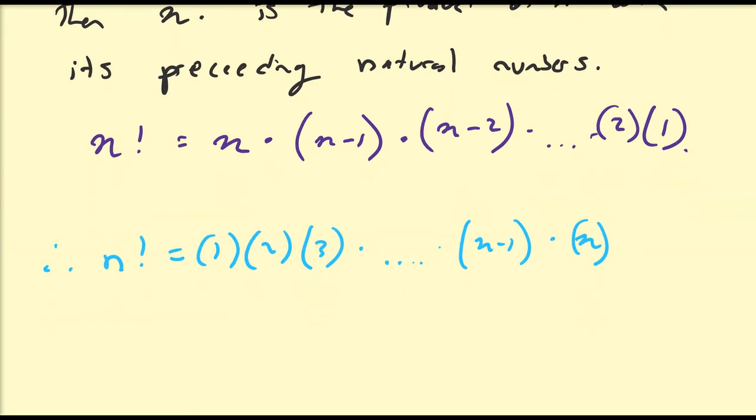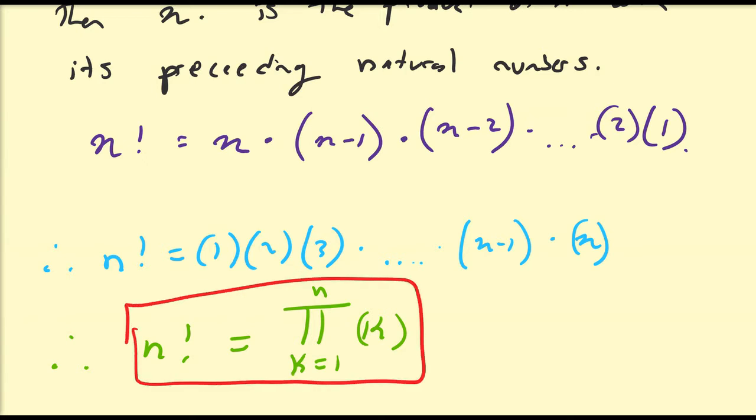So we already know how to write this in pi notation, so therefore we can take n factorial and write it as the product from k equal to 1 to n of k. So this is the more compact definition of the factorial operator or function. In particular, n here is a natural number.